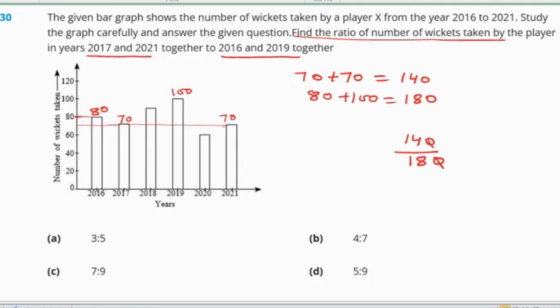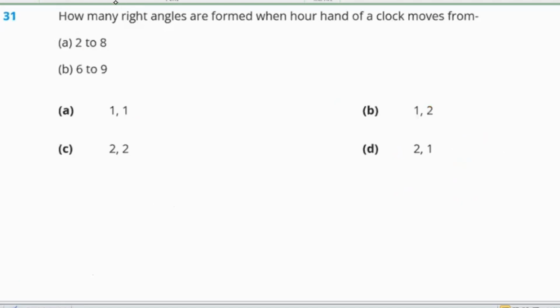So the zeros we can cut down. And if we reduce it to the simplest form, 2 sevens are 14, 2 nines are 18. The ratio we are getting is 7:9. So option C, 7:9 has to be the correct answer. Got it? Okay, now question number 31. How many right angles are formed when the hour hand of a clock moves from 2 to 8?